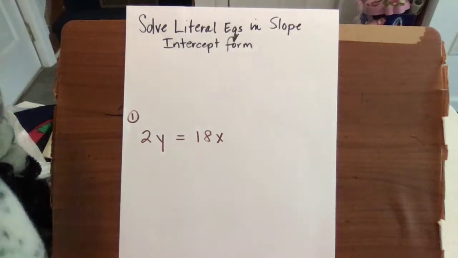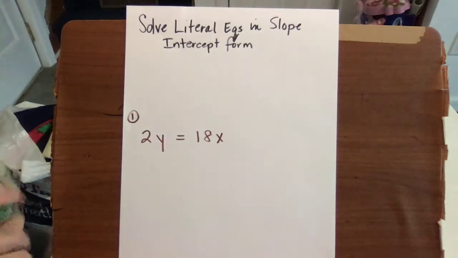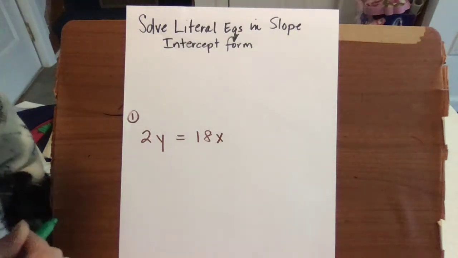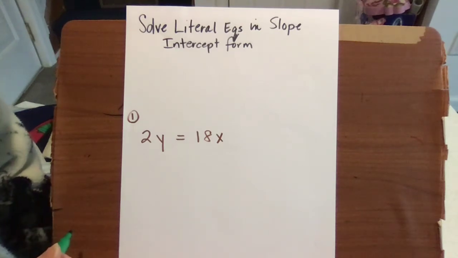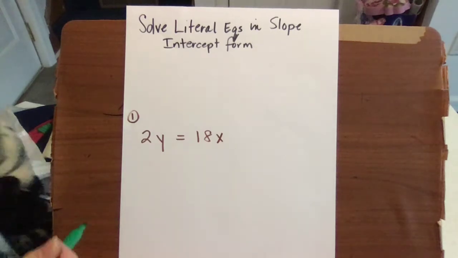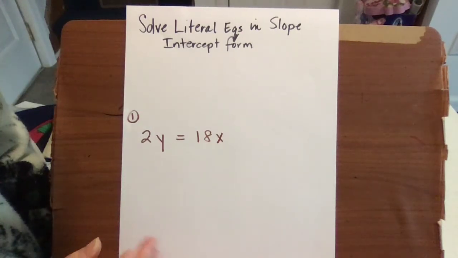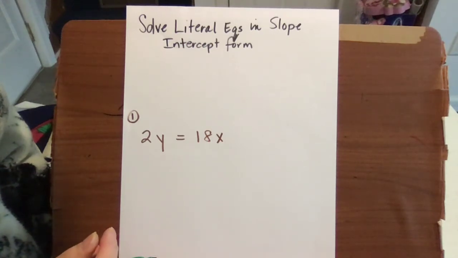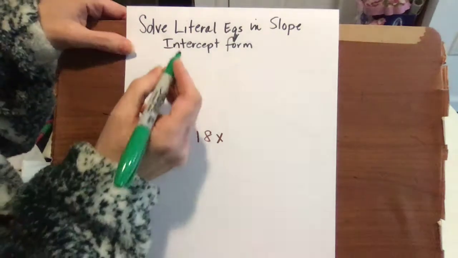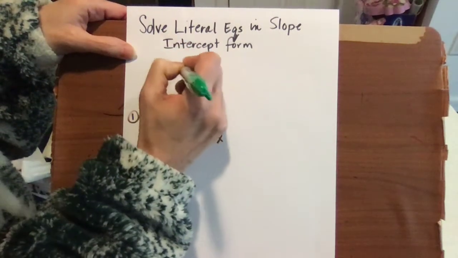Today we're going to take a look at solving literal equations, and we're going to write those equations in slope-intercept form. So a literal equation is just an equation that has more than one variable in the equation. To solve for it, you would have to choose one of those variables, or it would be asked to solve for, and you would solve that variable in terms of the other variables and numbers that were in the equation.